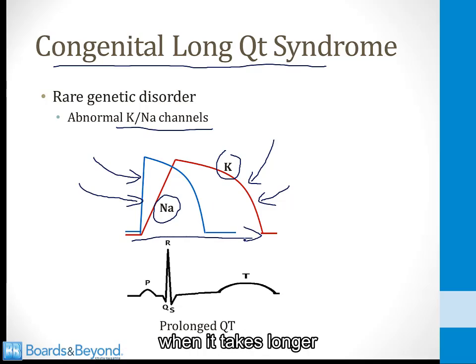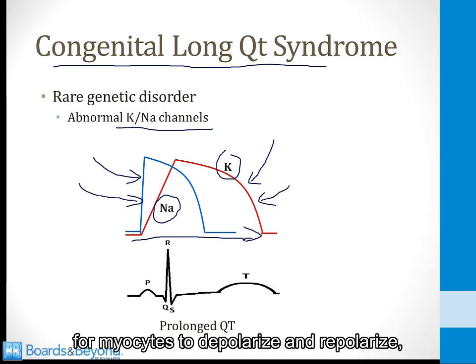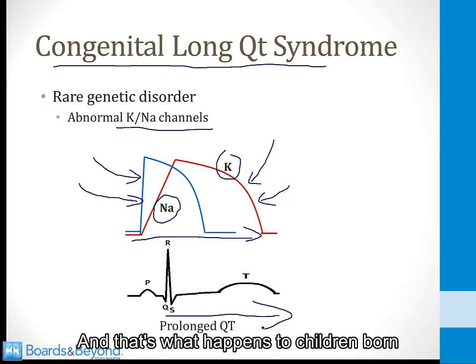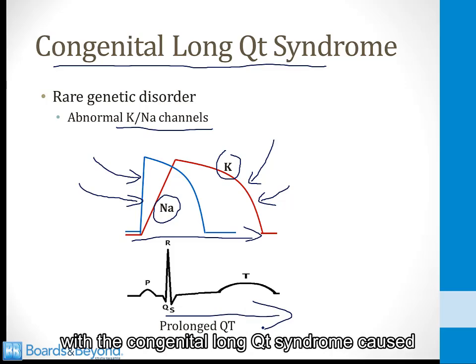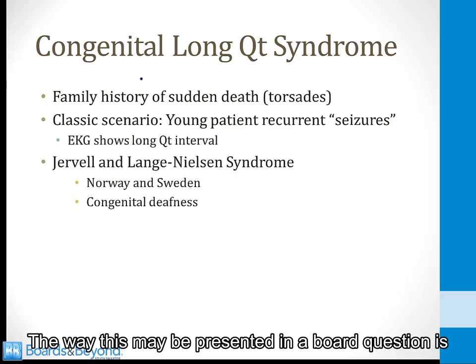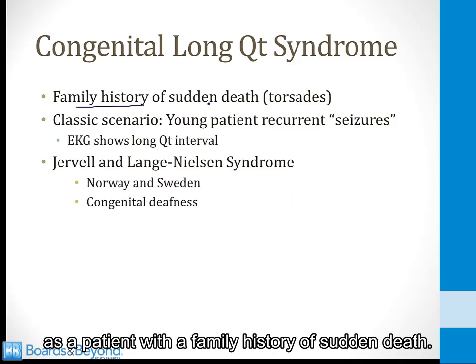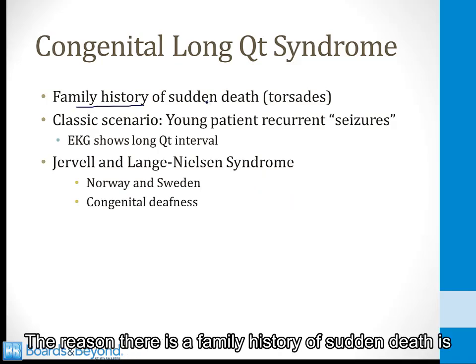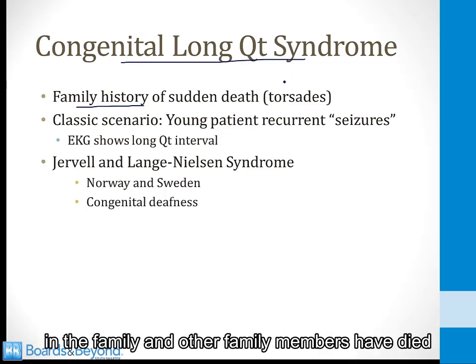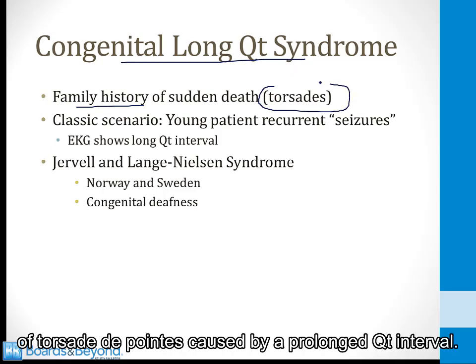When it takes longer for myocytes to depolarize and repolarize, that results in a prolonged QT interval on the surface EKG, and that's what happens to children born with the congenital long QT syndrome caused by abnormal potassium or sodium channels. The way this may be presented in a board question is as a patient with a family history of sudden death. The reason there is a family history of sudden death is because the congenital long QT syndrome runs in the family, and other family members have died of torsades de pointes caused by a prolonged QT interval.